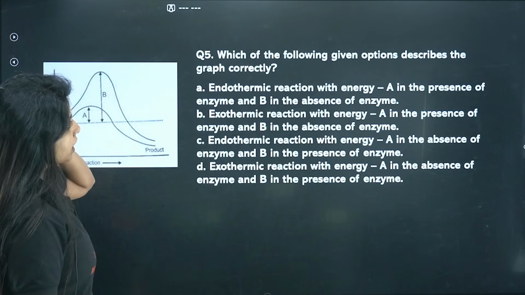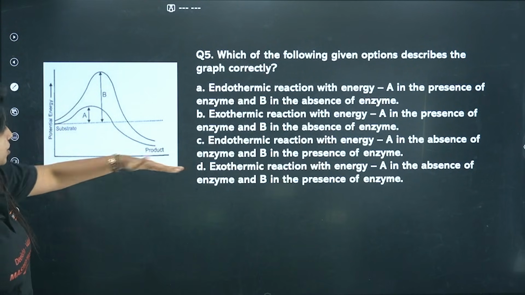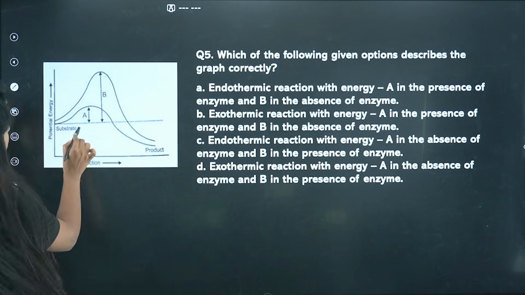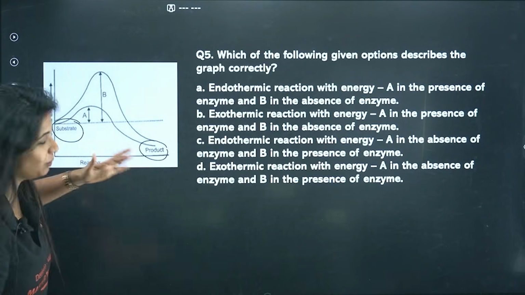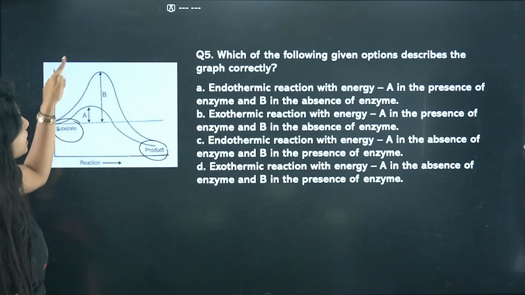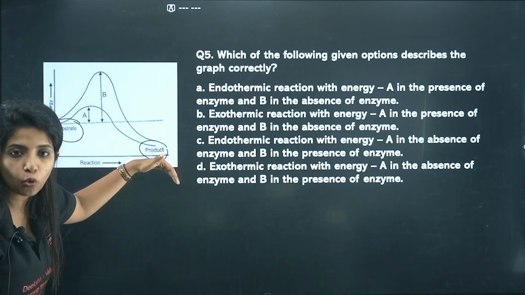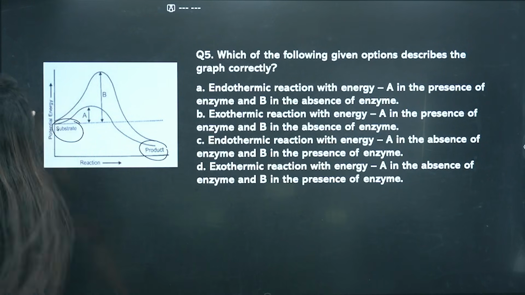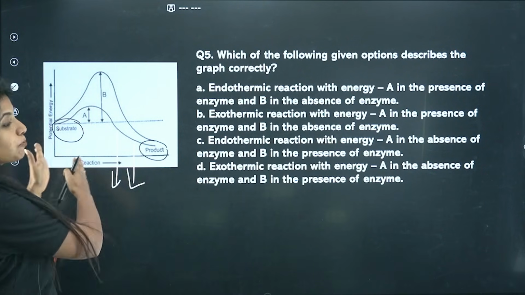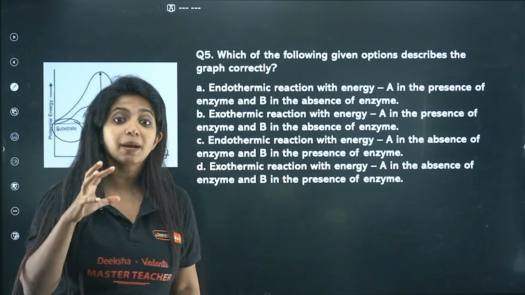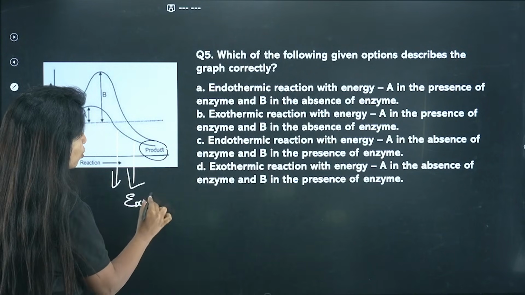Going ahead, which of the following given options describe the graph correctly? Over here you have a graph where the potential energy is given and there is a reaction happening. If you see this graph properly, there is the substrate and there is the product. You will find that the energy has increased, and then it is decreasing. That means it was high here and became low here. So when the chemical reaction happened, some amount of energy got lost when the substrate converted into the product. When the energy is lost, what do you call this type of reaction? You call this an exothermic reaction.